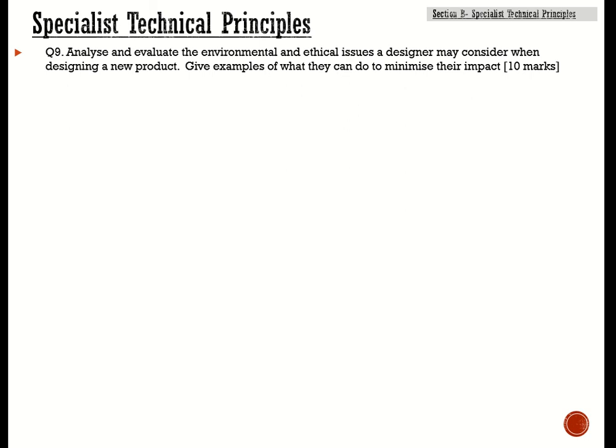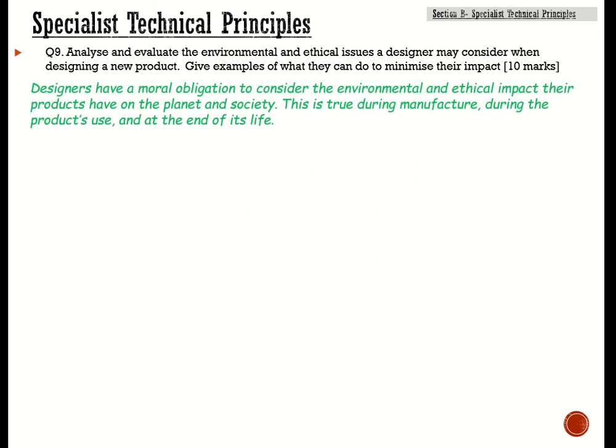So here's a model one that you could go with. I'm not going to read all of this, I don't think. I'm going to let you pause it if you want to, but you could start with a little introduction, like here, designers have a moral obligation to consider their environmental and ethical impact of their products, blah blah blah.